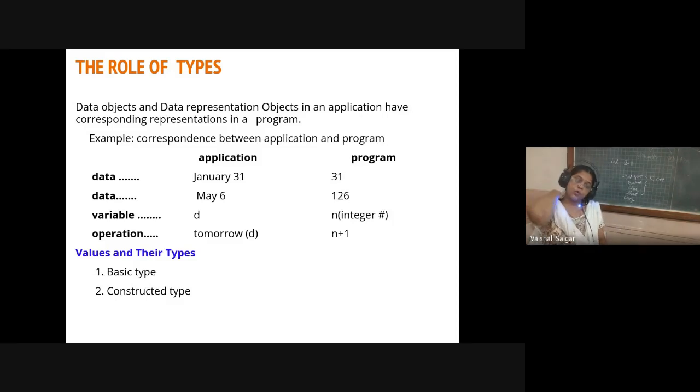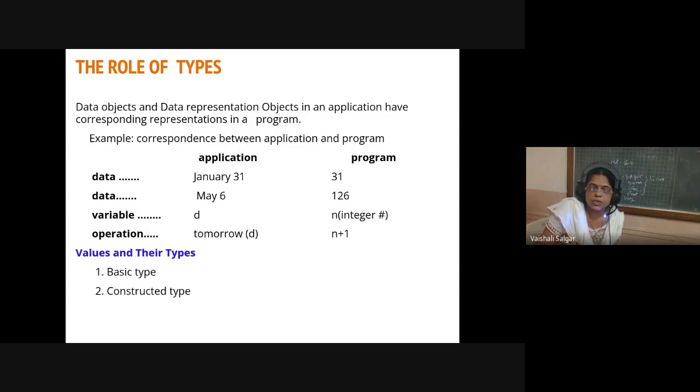But whenever I want to do any particular operation or manipulation on this data, there should be some correspondence between the information or the data objects and the data representation of that object in the program. There should be a relation between the information given in the application and how you are representing it in your program. So for the application, 1 indicates 1st January. For January 31, it will be 31. But when I'm saying May 6, the integer number which will represent May 6 will be 126.